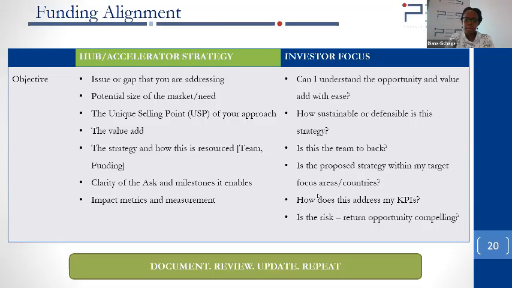This is what happens. And then of course the funder wants to understand whether the proposed strategy is within his target areas. Some people are Kenya focused, others are region focused. Others might be focused on certain sectors like tech, mobility, agriculture, fintech. They'll want to see how that aligns. And then he needs to know how you're going to help him as a funder achieve his KPIs. Because remember, he has KPIs.